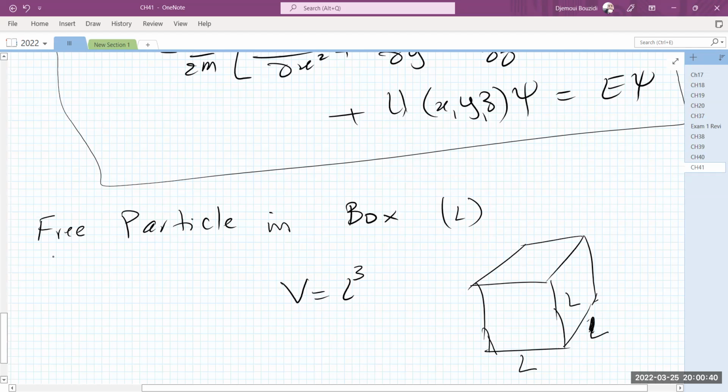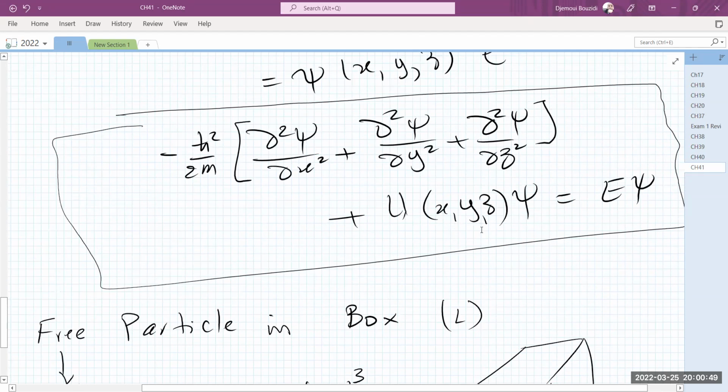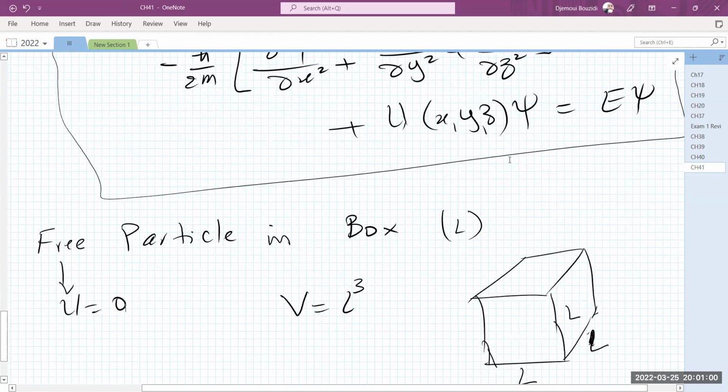As long as it's inside the box, it's free, meaning U equal to 0. That's what the free means. U is equal to 0 here. So the equation, Schrodinger's equation, will drop the second term in it. So this term is 0. The only terms we have to worry about is this dependence on x, y, and z of the free particle as long as it's inside.